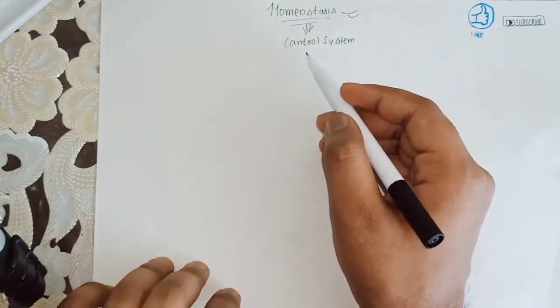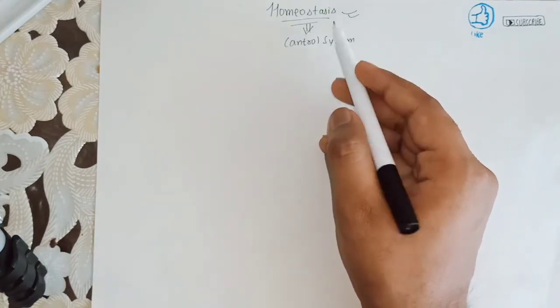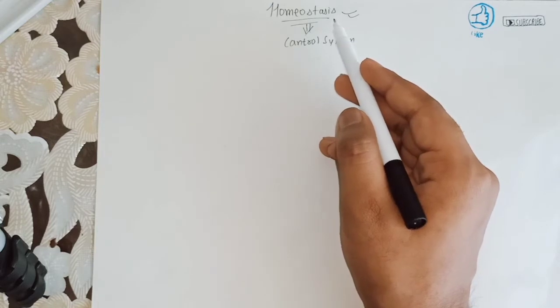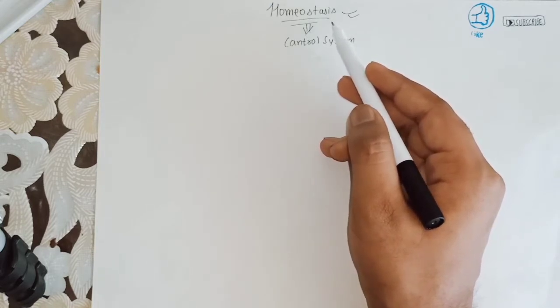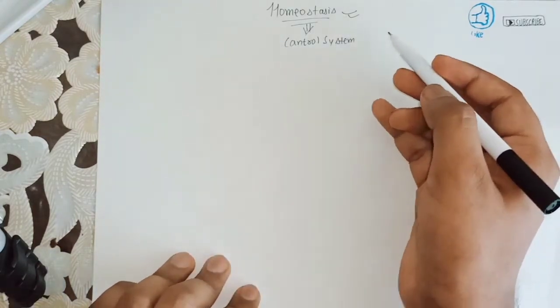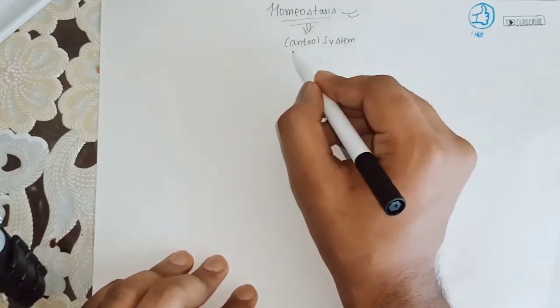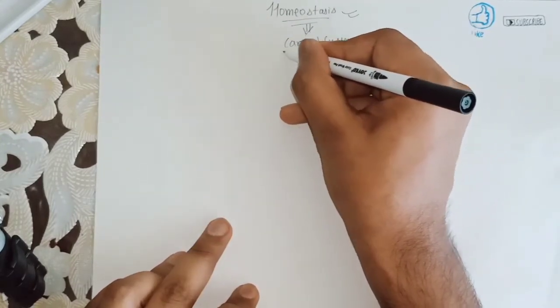It's basically the concept of constancy, also called homeostasis, as the body tries to maintain its parameters at or near the perfect value, the normal value, or the constant value. It's known as homeostasis. So guys, homeostasis is basically controlled by a control system, and this control system can be classified into three types.